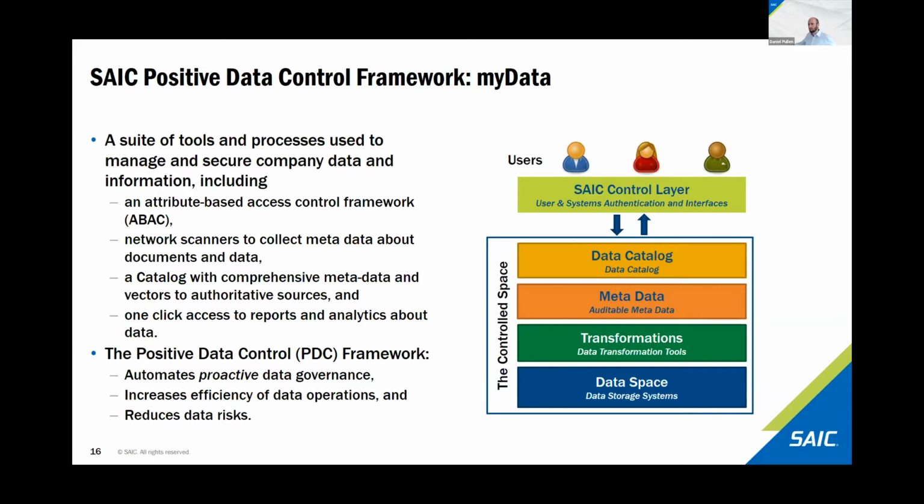And getting to a centralized one-click access to reports around access, really thinking about auditability, but also having that trail of how changes happen to documents and data within the company. And really positive data control, it helps automate proactive data governance, as Dr. Howard was talking about, increases efficiency of operations by reducing manual intervention and manual touch points in the processes, and reduces data risks for the company. And we'll talk about all these items over on the right in the subsequent slides as well, and how they fit in the picture. Next slide, please, Justin.